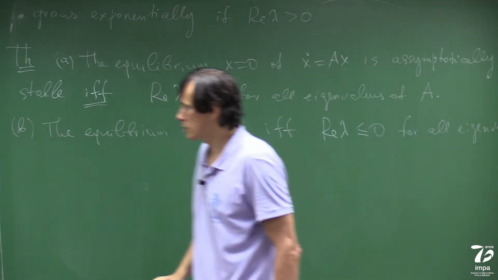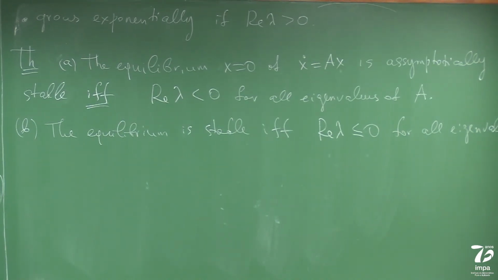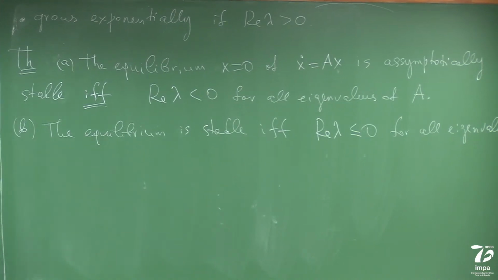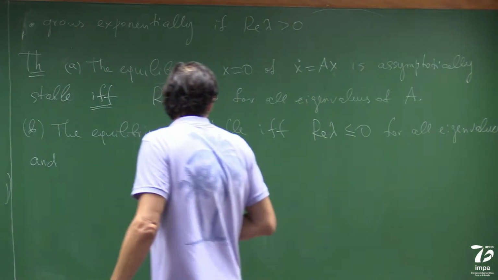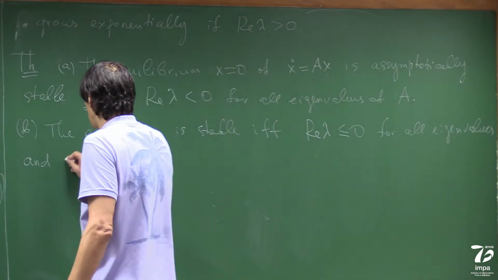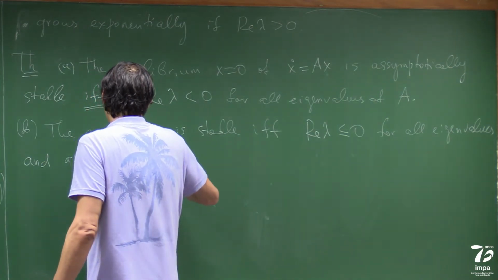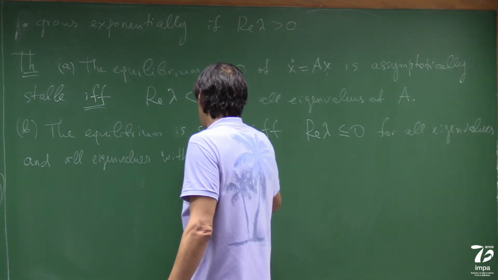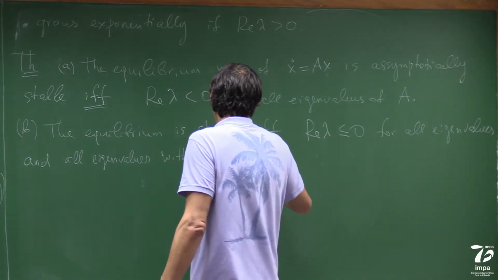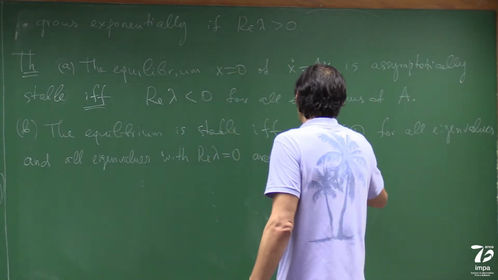But we also need that k to be 0. So it means that we cannot have these terms, so that we can only have the eigenvector term. And this is given by this, and all eigenvalues with 0 real part are semi-simple.